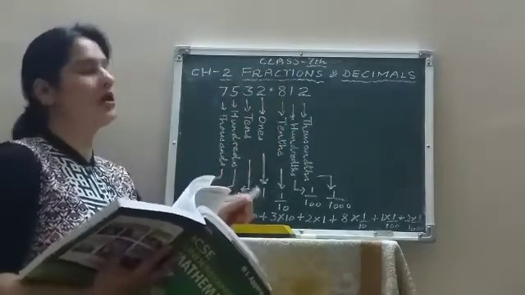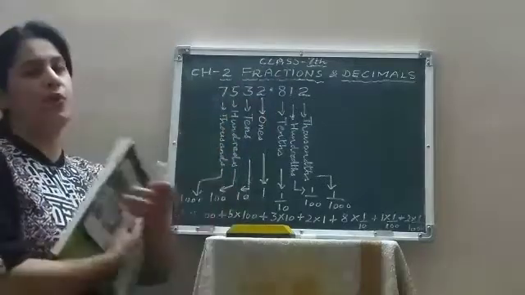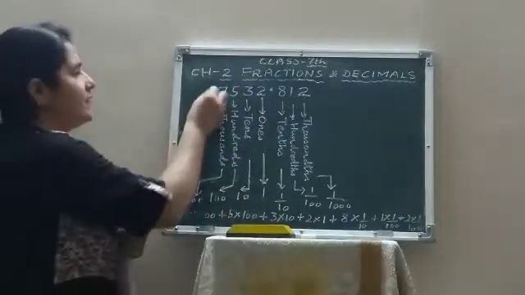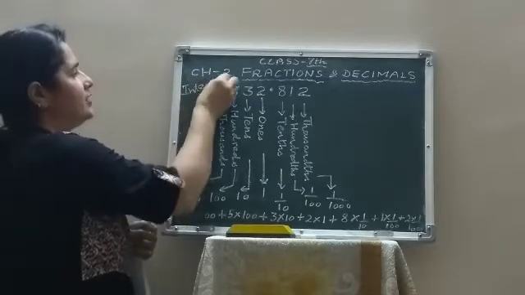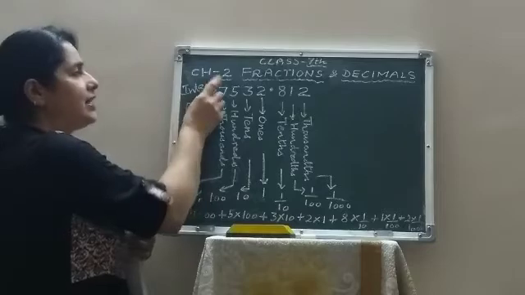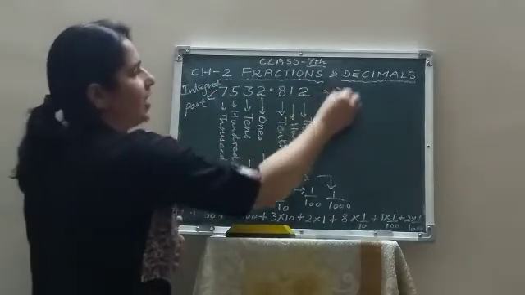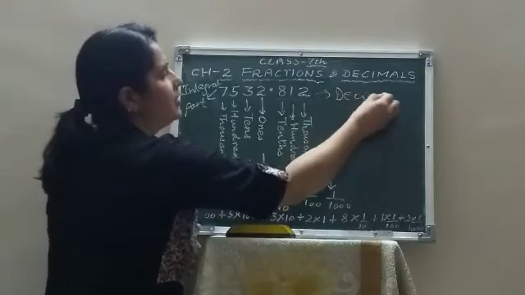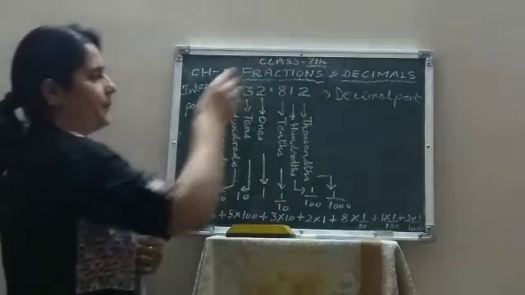7,532.812. Now, the left hand side of this decimal point is called the integral part, and the whole right hand side is called the decimal part of this number.